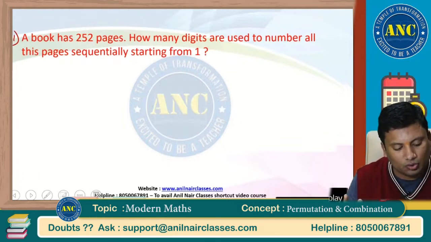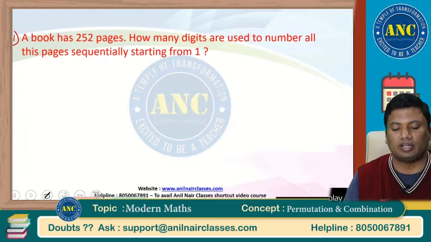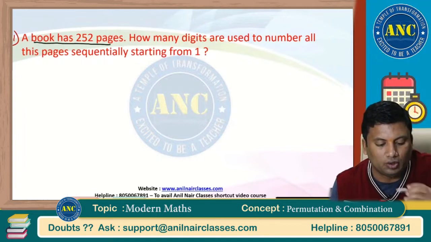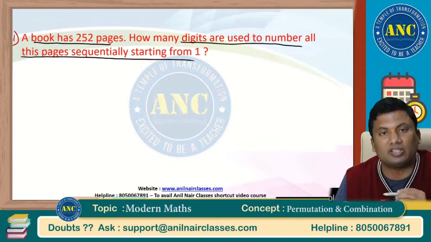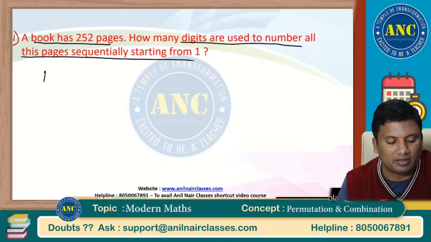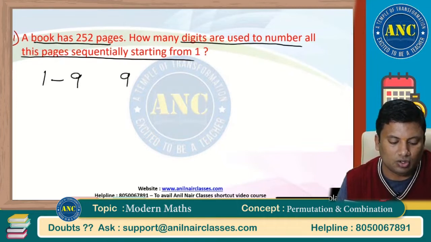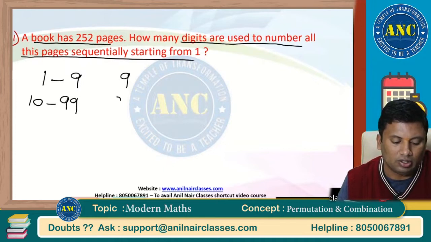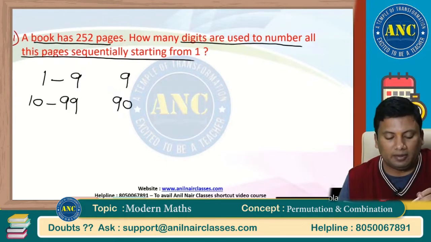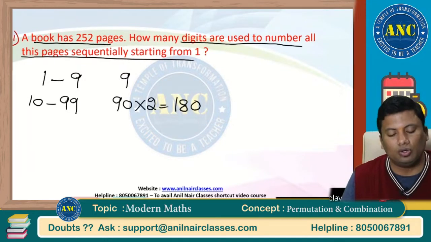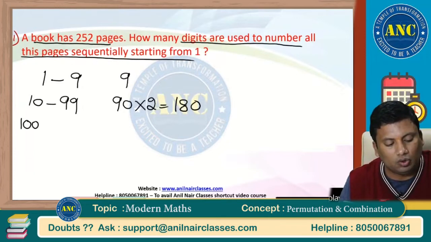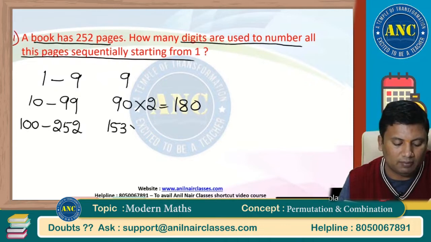A book has 252 pages. Listen carefully, sir. A book has 252 pages. How many digits are used to number all these pages sequentially starting from 1? So first, pages 1 to 9, total 9 digits I will use. Next, 10 to 99, totally 90 numbers are there. Every number I am taking 2 digits, 90 into 2, 180. From 100 to 252, total 153 numbers are there.